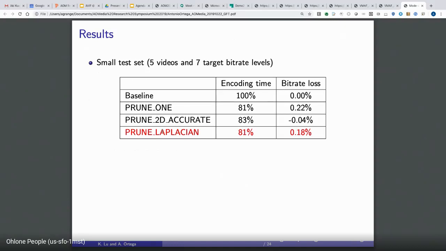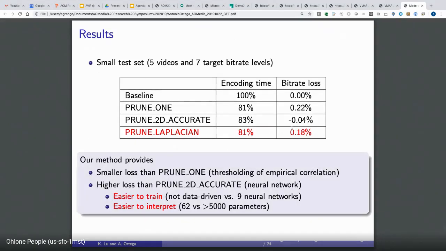Now we get results that lower the encoding time with bitrate loss that is not as good as this method, which is based on neural networks, but is comparable to other existing methods. And one thing that I want to point out is that this approach is not data-driven, so it doesn't have to be trained. It just computes an approximation to this weighted energy, and it's much easier to interpret. So compared to prune to the accurate, whatever that is, it has of the order of 60 parameters versus 5,000 parameters. Okay, and again, no data for training.